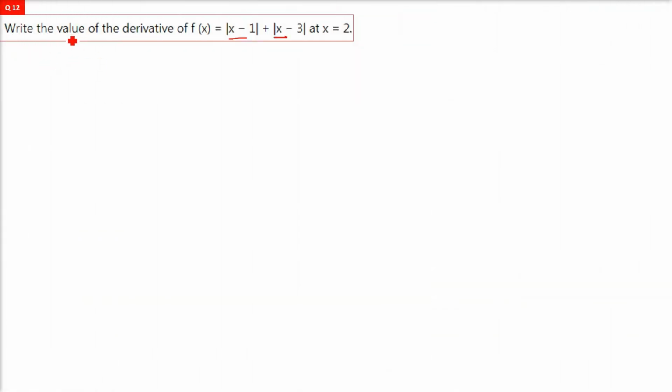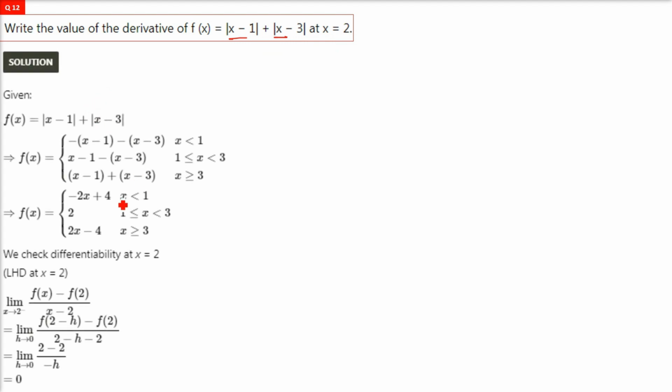Write the value of the derivative of f(x) equals modulus x minus 1 plus modulus x minus 3 at x equals 2. So this we are going to do, okay? Now this modulus, please just see where this function is going to be 0. So x minus 1 equals 0 and x minus 3 equals 0. So x minus 1 equals 0 gives x equals 1. x minus 3 equals 0 will give you x equals 3. So you have to check at 1 and 3. But the question is saying something else. It is saying at x equal to 2, which is between 1 and 3.